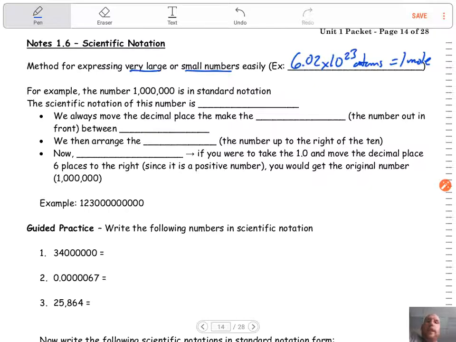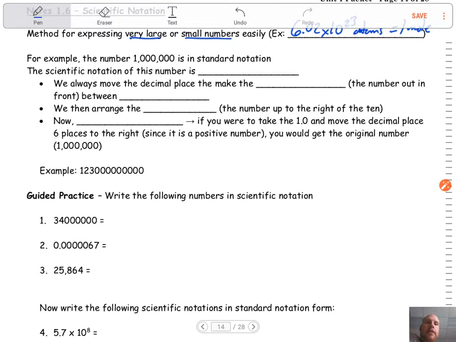But take a look at that number. The number is gigantic. If we have to use it multiple times on a problem, we don't want to have to write out 23 zeros every single time. So we use scientific notation as a quick shorthand way to express that large number. Another example right here is the number a million.